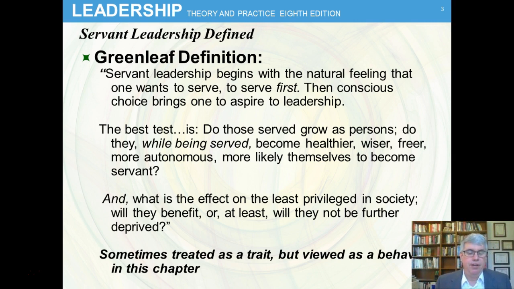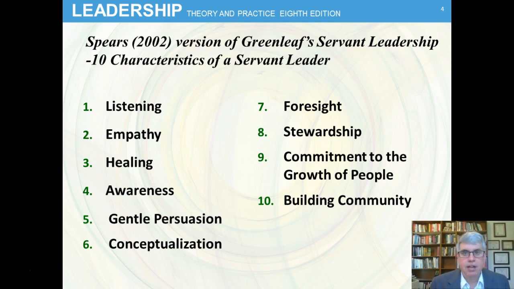Now, sometimes servant leadership is treated as a trait, because if you have somebody who's narcissistic or domineering or very self-centered, there's not much of a chance that they're going to take on an attitude of servant leadership. But here, in this textbook, we're going to treat it as a behavior or a set of behaviors in this chapter. Now, Greenleaf didn't try to do any research on his idea of servant leadership. He just wrote from his experiences. But there have been studies of Greenleaf's work, and Spears' version of Greenleaf's servant leadership says that there are 10 characteristics of a servant leader that Greenleaf proposed. Ten things that are essential qualities and traits and abilities and behaviors that are necessary to be a servant leader.